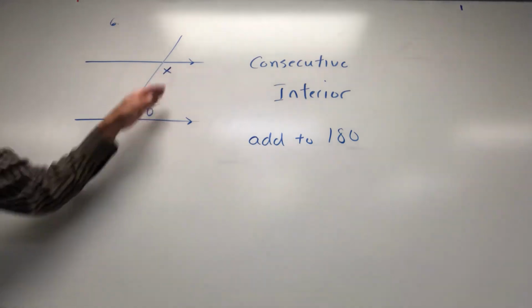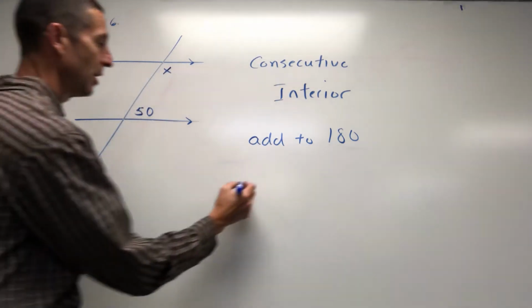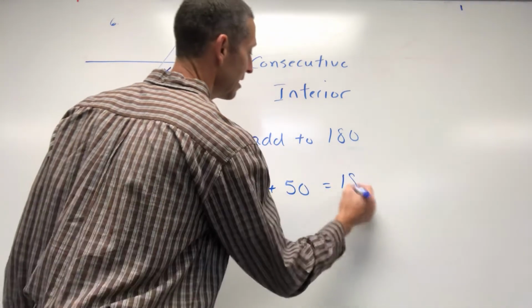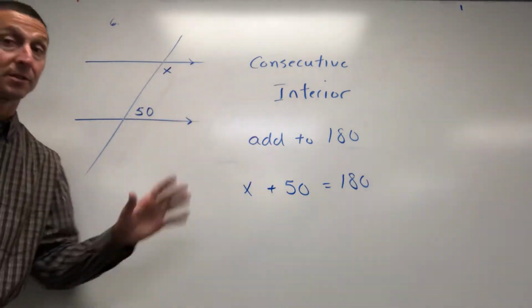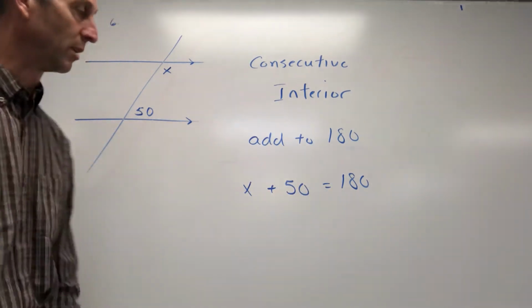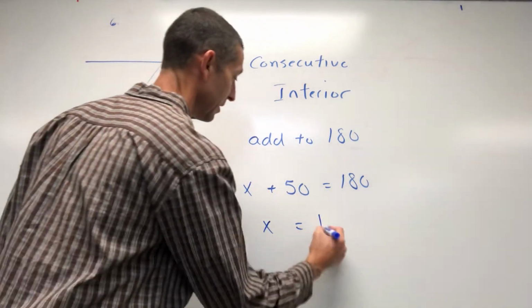So if you're working with consecutive interior, you have to take one angle plus the other angle, set it equal to 180. They're supplementary to each other. So one angle plus the other angle equals 180. And then you can solve it from there.